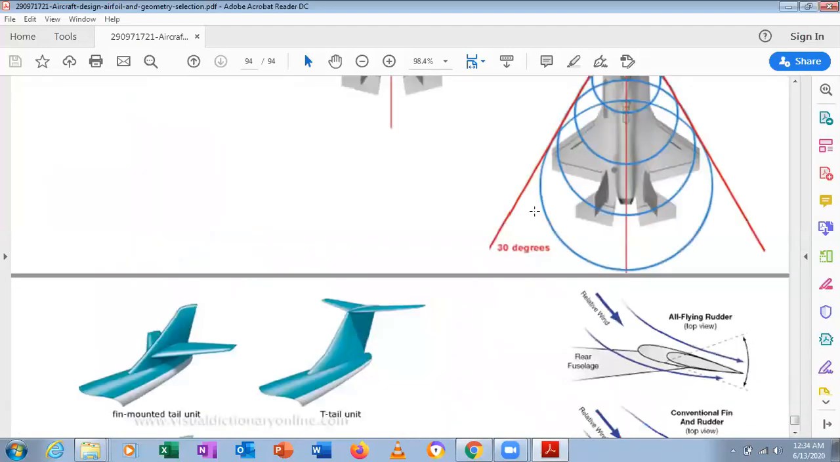And this is a 30-degree angle. It depends upon the nose angle to the wingtip. According to that, we can tell what type of aircraft it is and what the speed of the aircraft is. So if you have any doubts, let me know.